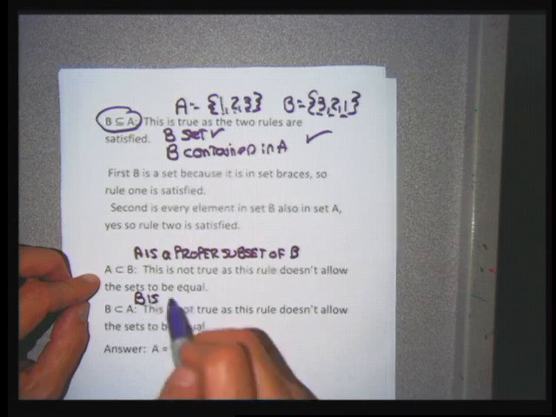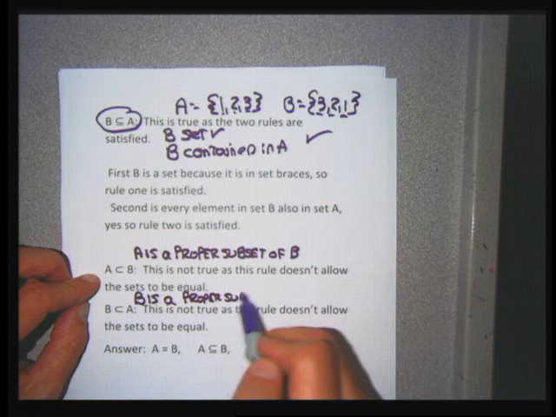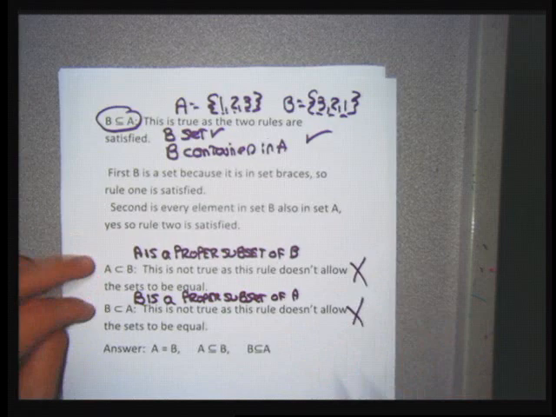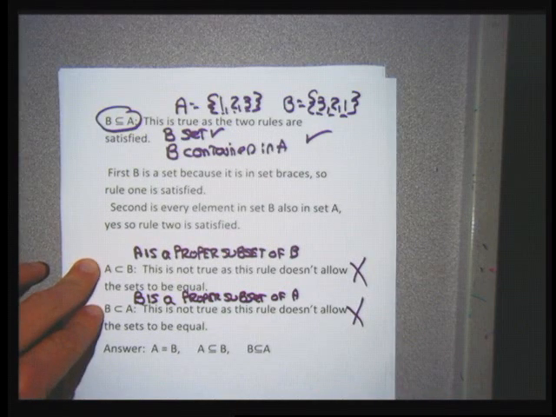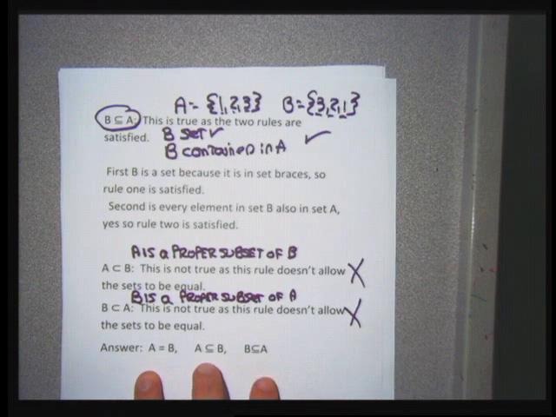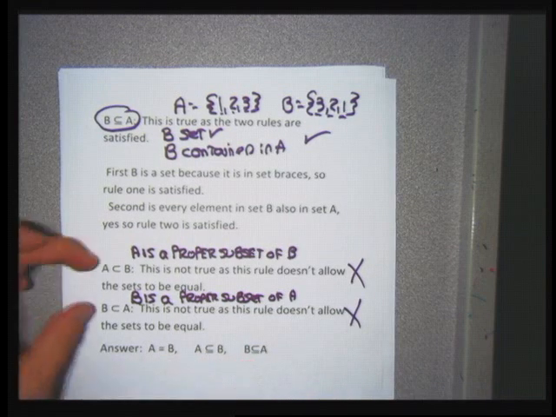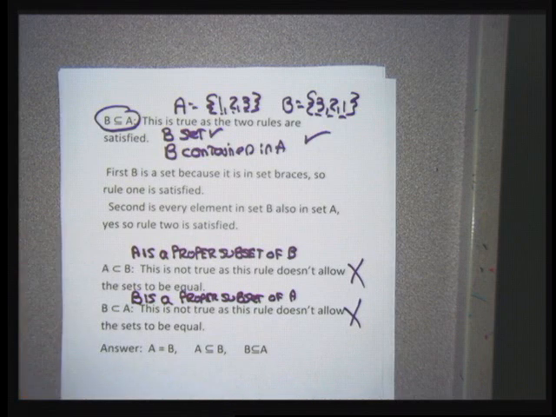because a proper subset doesn't allow sets to be equal. So this is not true and that's not true. A is not a proper subset of B because it's equal. B is not a proper subset of A because they're equal. In proper subsets, you need all three rules as opposed to just the two rules. So my answer to this example, the true symbols were A is equal to B, A is a subset of B, and B is a subset of A. The false symbols were A is a proper subset of B, and B is a proper subset of A. They don't go in my answer if they're false.